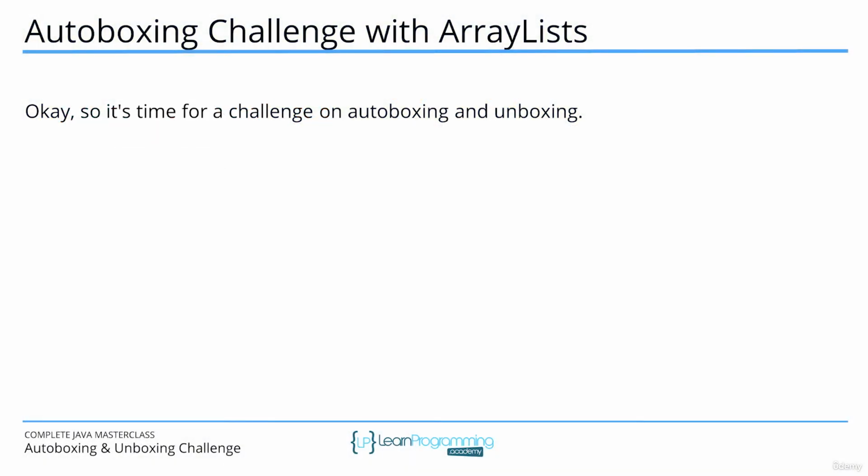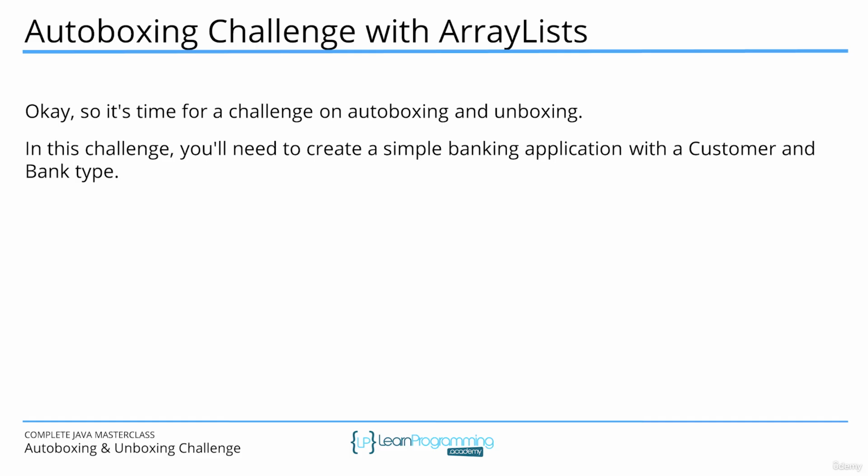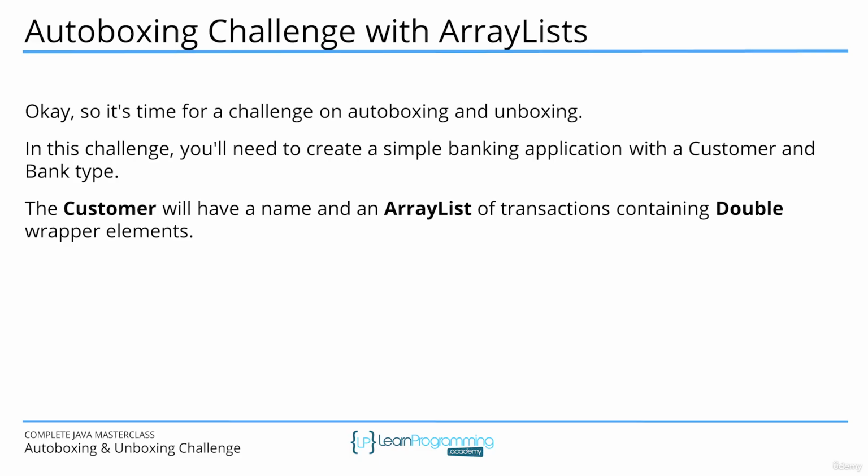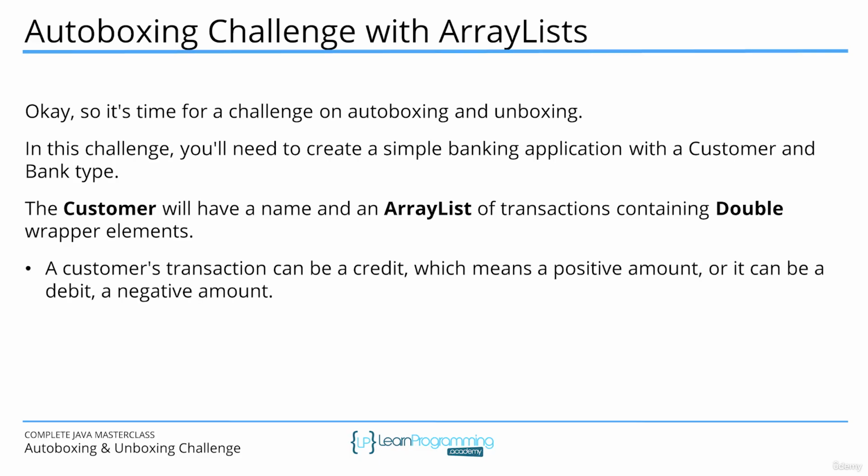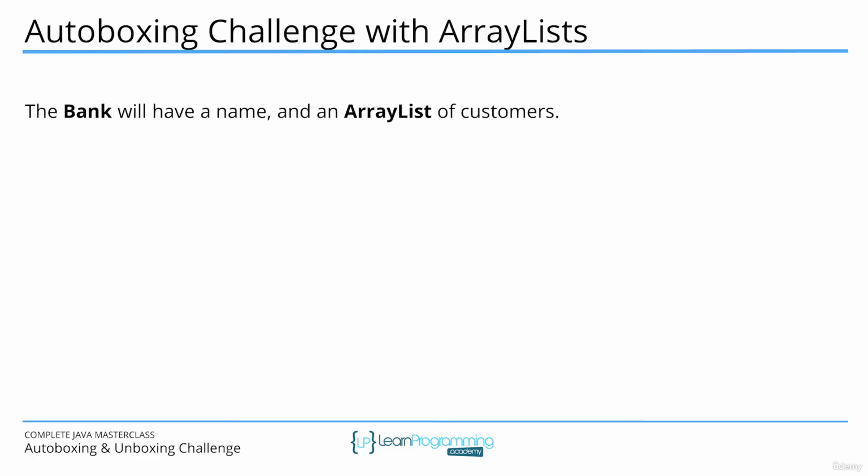Okay, so it's time for a challenge on autoboxing and unboxing. In this challenge, you'll need to create a simple banking application with a customer and bank type. The customer will have a name and an array list of transactions containing double wrapper elements. A customer's transaction can be a credit, which means a positive amount, or it can be a debit, a negative amount. The bank will have a name and an array list of customers.